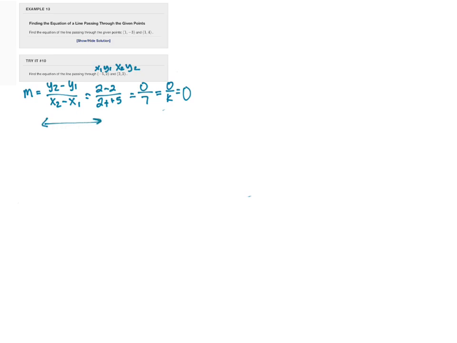Where does it cross the y-axis? Read your points. What are your y values? 2. 2. Okay, 2. So the equation of this line is y equals 2. That's all you read. And if you struggled with that, plot your points.